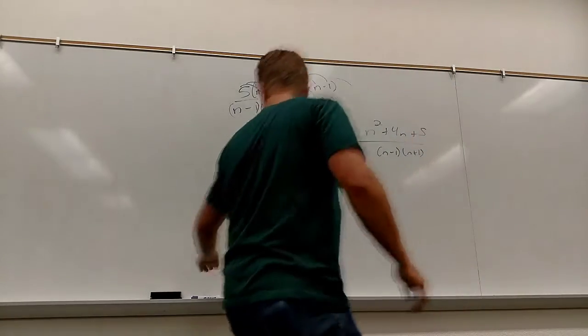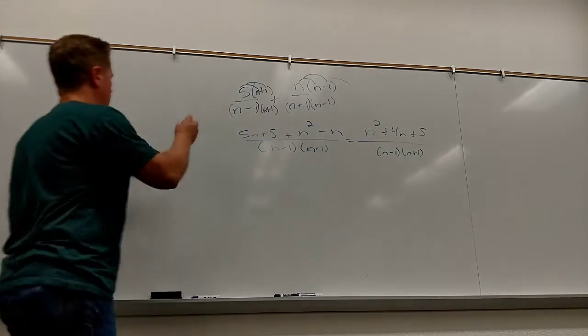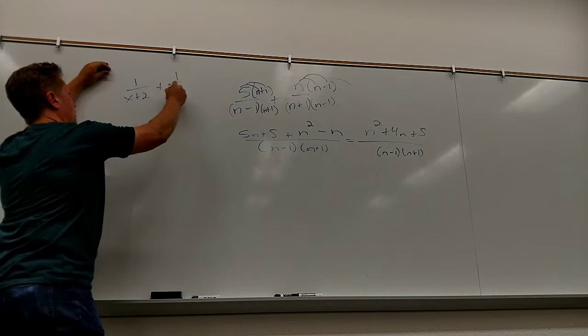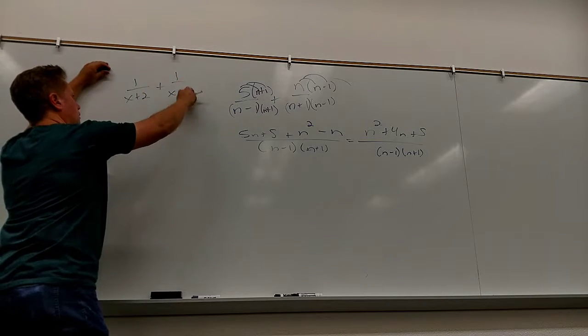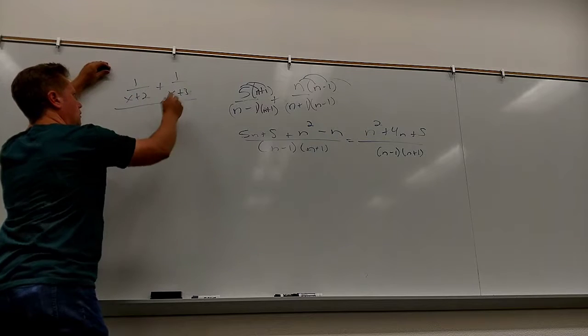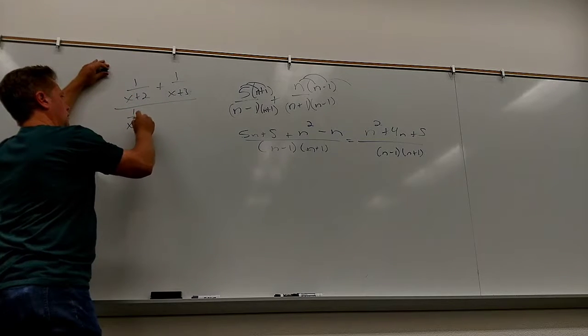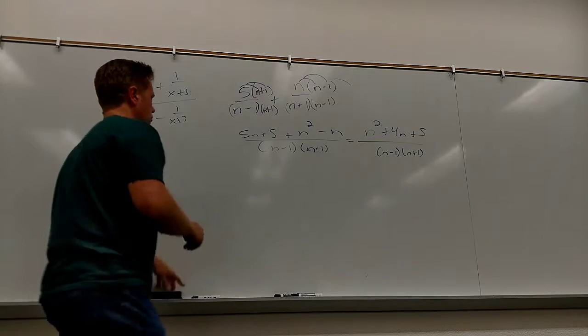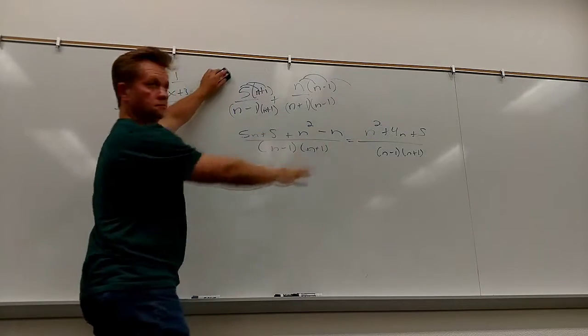7.5 from my math lab. 1 over x plus 2 plus 1 over x plus 3. Oh, you got it from online, okay. Yes. 1 over x plus 2 plus 1 over x plus 3, divided by 1 over x plus 2 minus 1 over x plus 3. Okay. So we got this guy.